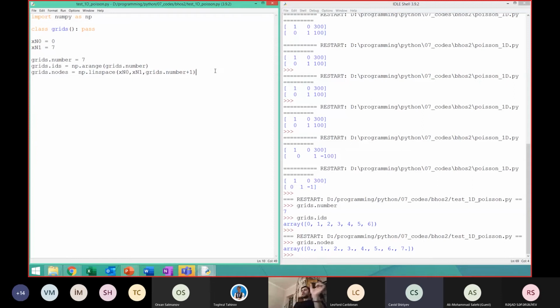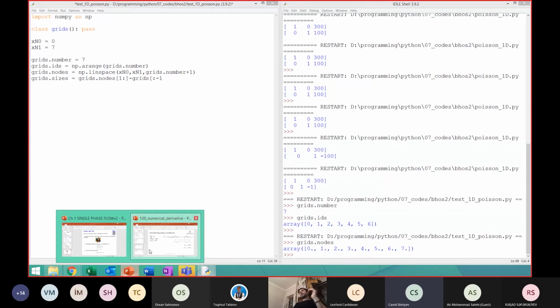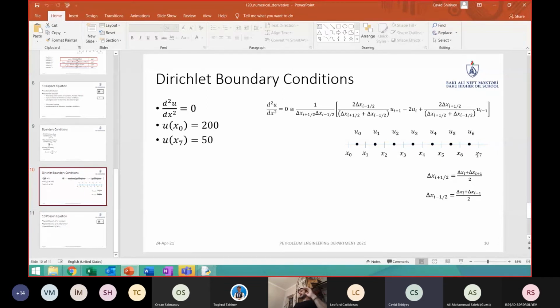Now I want to learn the size of every grid. Although for this simplified case I have a constant delta x value, I want to make sure that when I have different grid sizes, I will be able to use the same solver. So for now I'm calculating the sizes, and for that I'm looking at the grids nodes. I'm taking the second boundary of the nodes and subtracting the first. I'm taking x1, x2, x3, x4, x5, x6, x7, and subtracting x0, x1, x2, x3, x4, x5, x6. Not x7. That's how I'm getting the delta x size of every element.